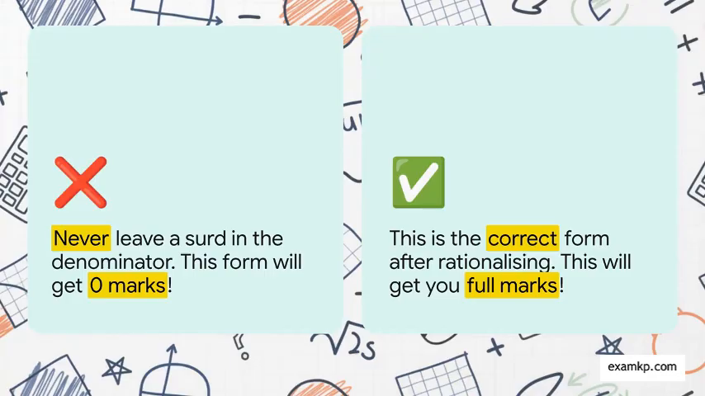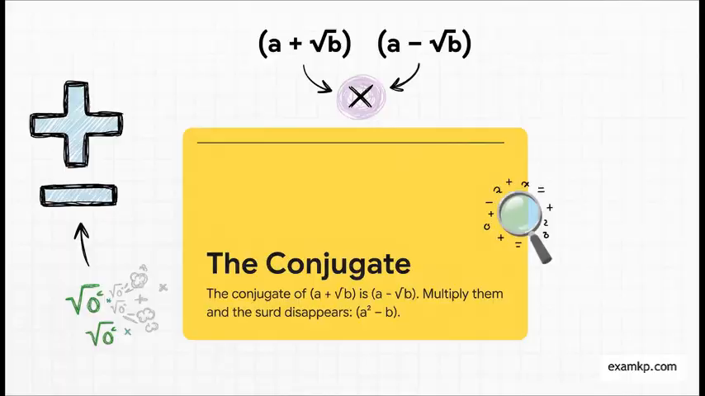You can never, ever leave a SERD in the denominator of a fraction. The form on the left, that's going to get you 0 marks. The correct simplified form is on the right. Our job now is to learn the simple trick to get from that left side to the right side and secure those marks. So what's the secret weapon for getting rid of that SERD at the bottom?